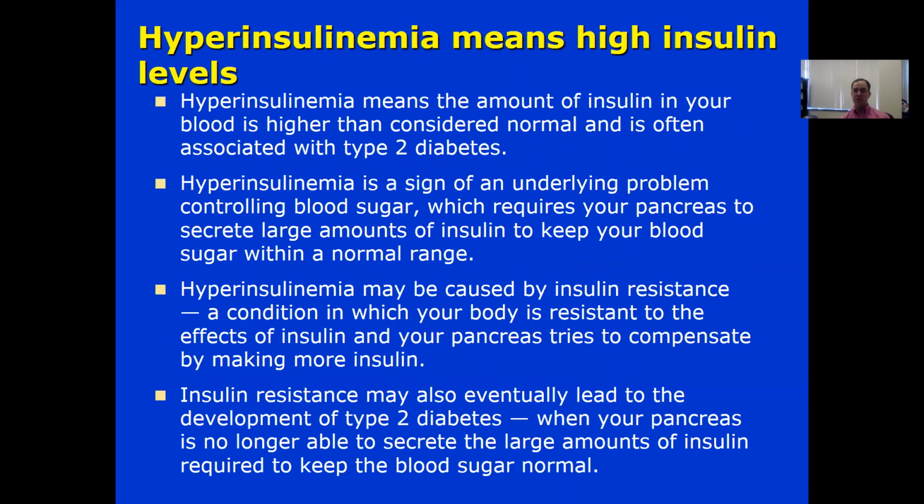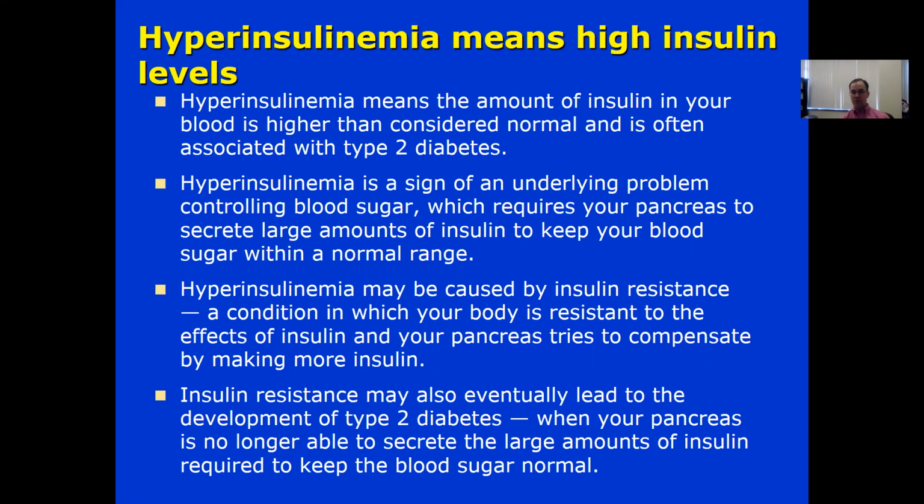When someone becomes insulin resistant, they usually have, at least initially, hyperinsulinemia, which means the amount of insulin in the person's blood is higher than normal, and it's usually associated with one part of type 2 diabetes. Usually it's a sign of some underlying problem controlling blood sugar, where your pancreas has to secrete large amounts of insulin in order to keep your blood sugar within normal range. Again, hyperinsulinemia may be caused by insulin resistance, where your body is resistant to the effects of insulin. It may also eventually lead to the development of type 2 diabetes, when your pancreas is no longer able to secrete the large amounts of insulin.